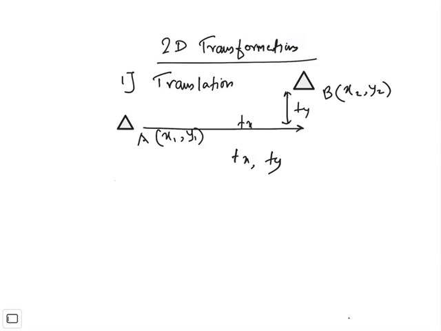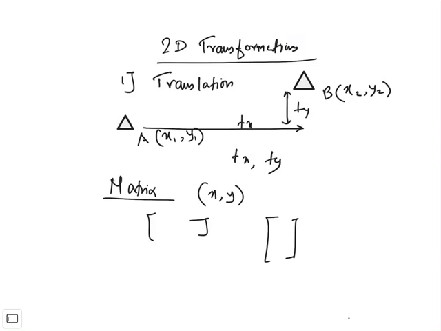So we can relate x2 with x1 as x2 equals x1 plus the translation amount along x direction Tx, and y2 equals y1 plus the translation amount Ty. Now we know that in matrix form we can represent any coordinate in two dimensions. For example, if there is a point x y, we can represent it in terms of row matrix form or in terms of column matrix form, like that.